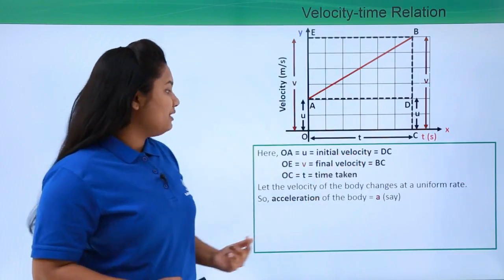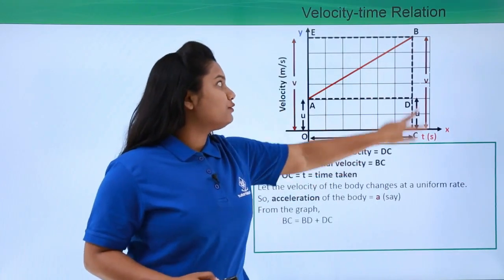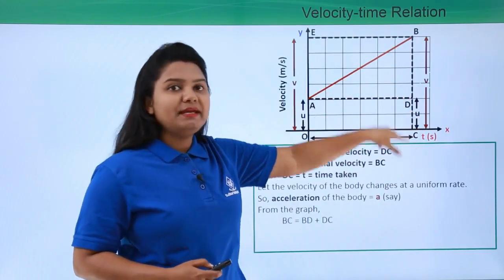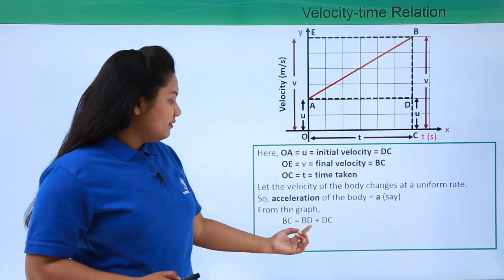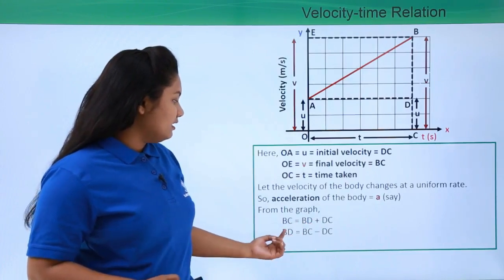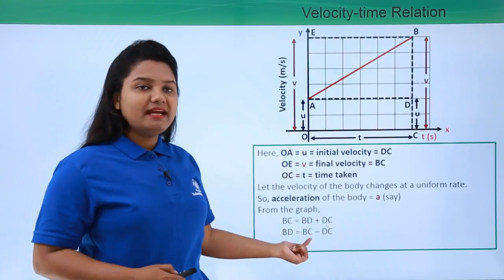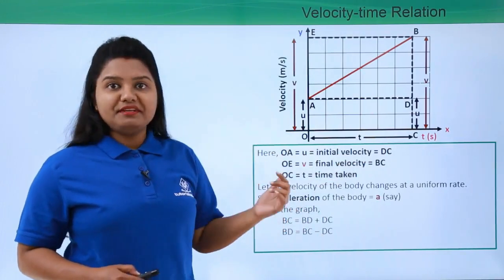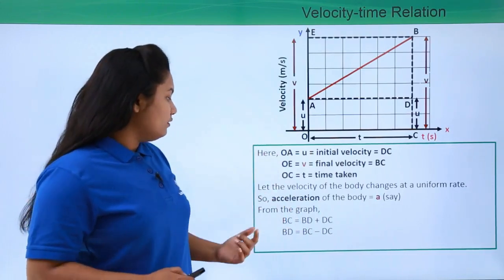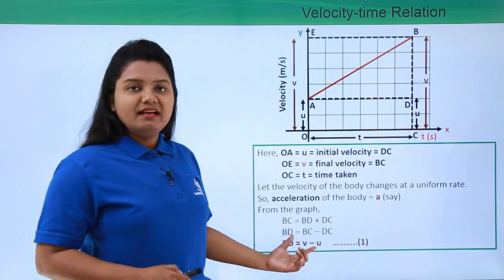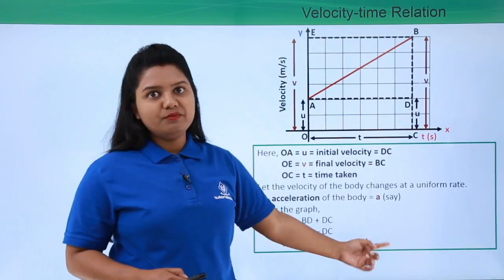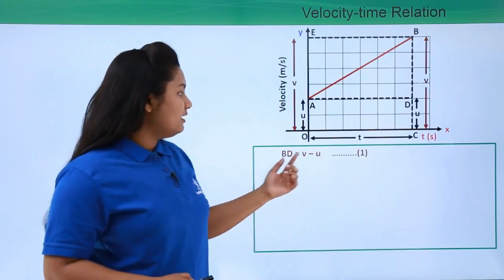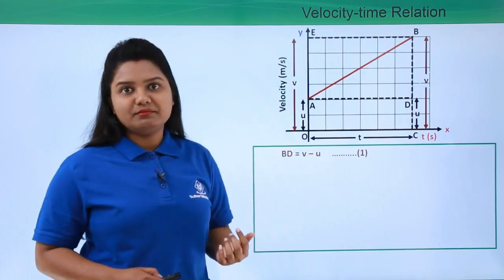Now from the graph we see that BC equals BD plus DC. So BD when added to DC gives us the total BC. So when we want to find BD, we will be taking DC to the other side. So BD will be equal to BC minus DC. Now we know the values of BC and DC, which are V and U respectively. So on putting those values, we have BD equals V minus U. Let us take this as our equation number 1. We will be using this equation later on in the derivation. So our equation 1 is BD equals V minus U.